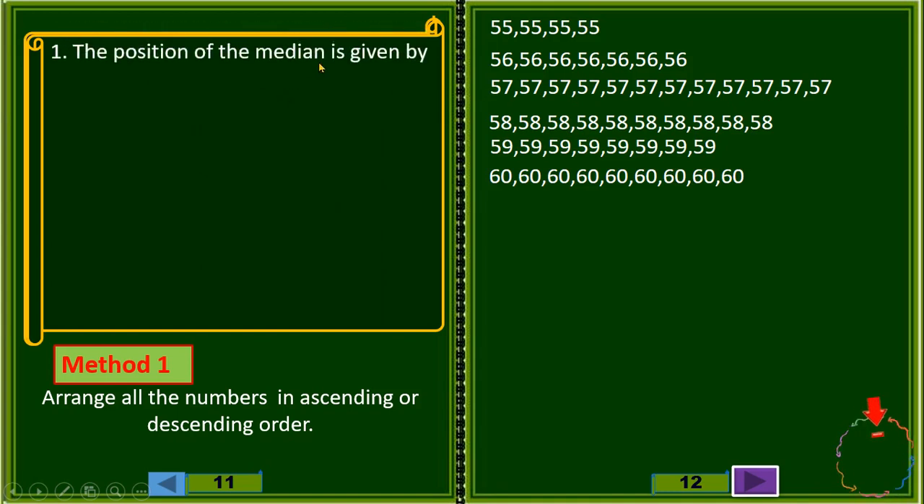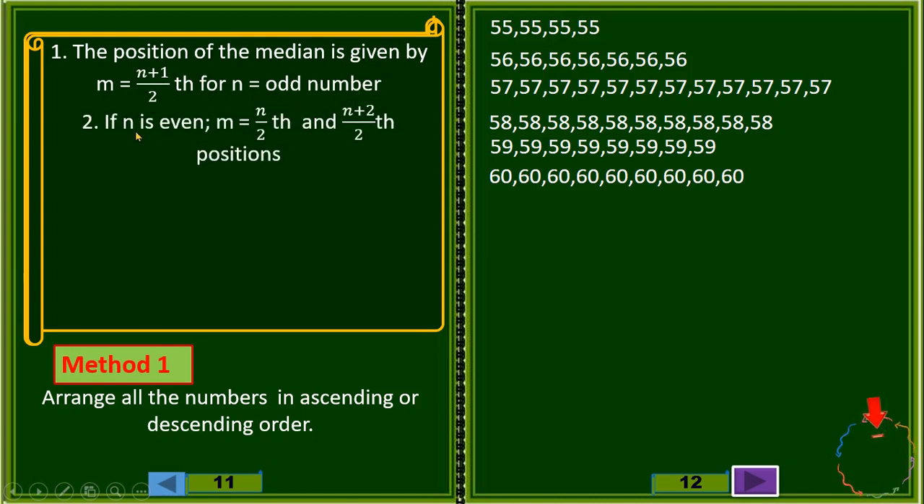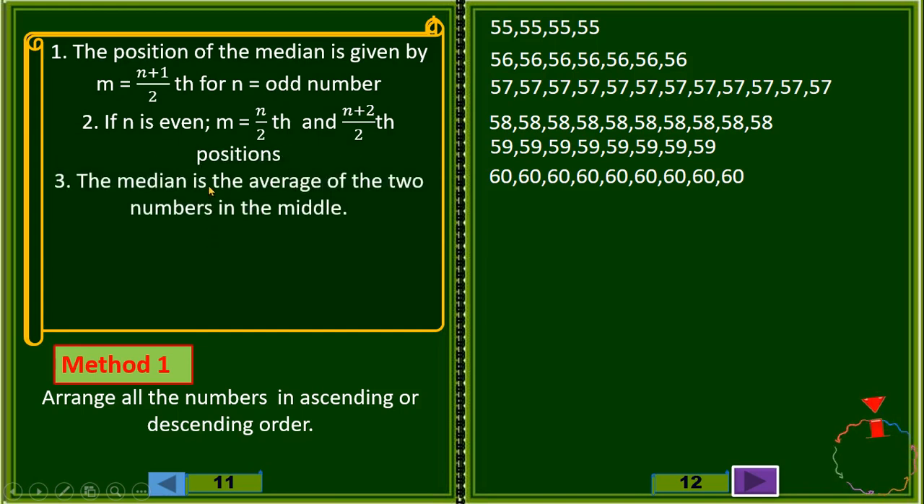The position of the median is given by (n plus 1) divided by 2 if n is odd, or n divided by 2 if n is even, to give us the first number in the middle, and the second number in the middle will be in the position of (n plus 2) over 2. The median is the average of these two numbers in the middle.